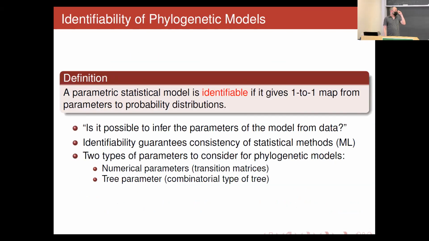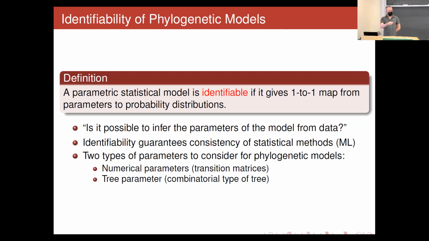Okay, the second thing that this perspective on phylogenetic algebraic geometry is really useful for is for proving results about identifiability of phylogenetic models. And identifiability, all that means is that you have some statistical model or other type of model.